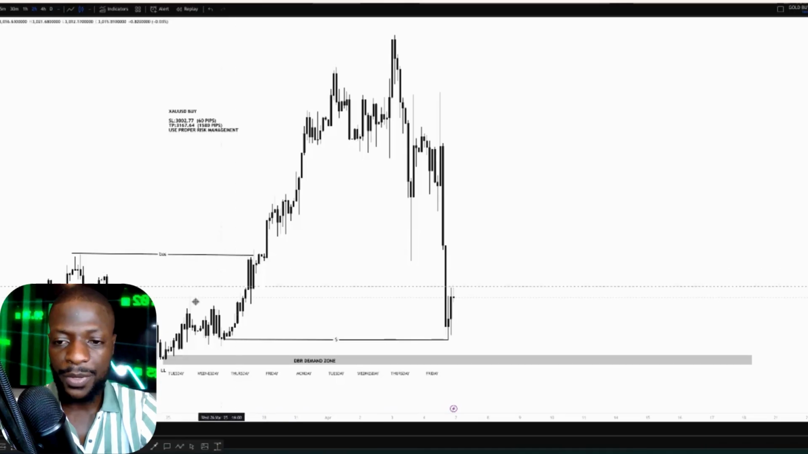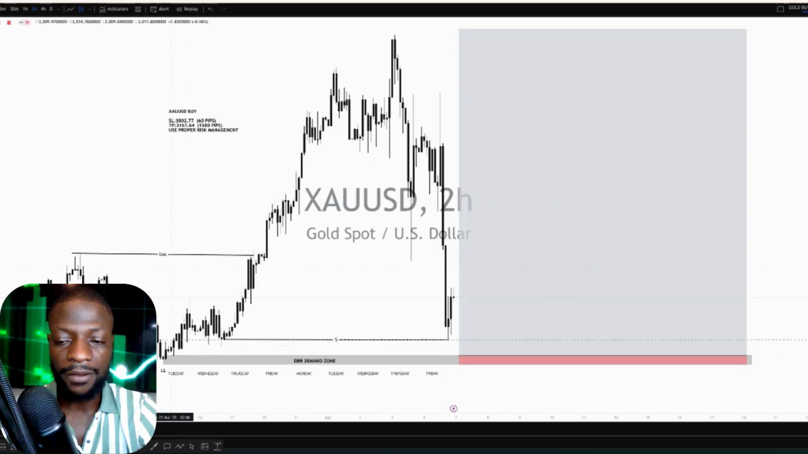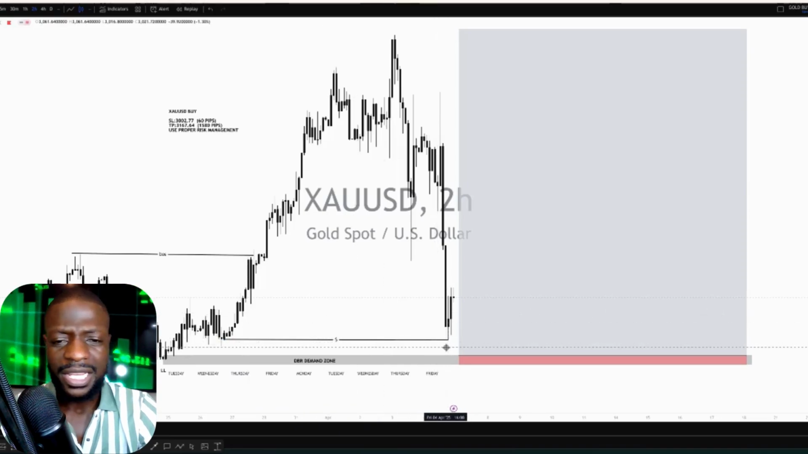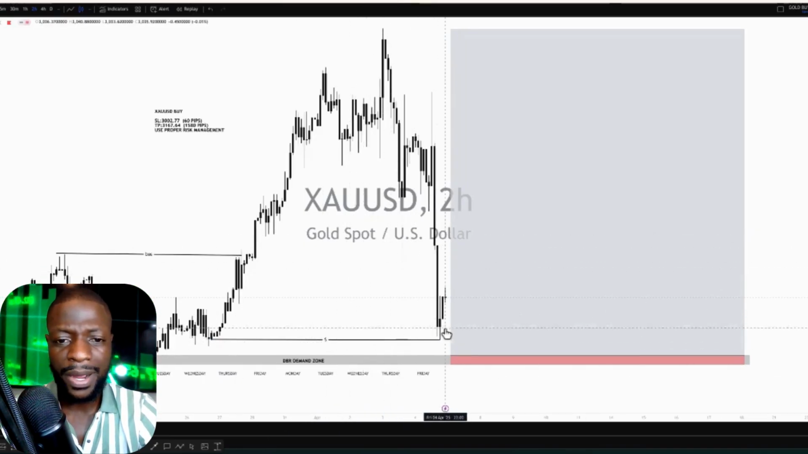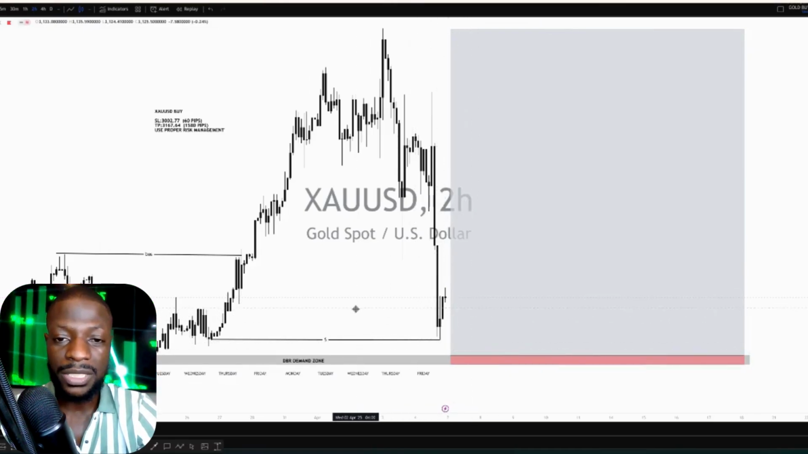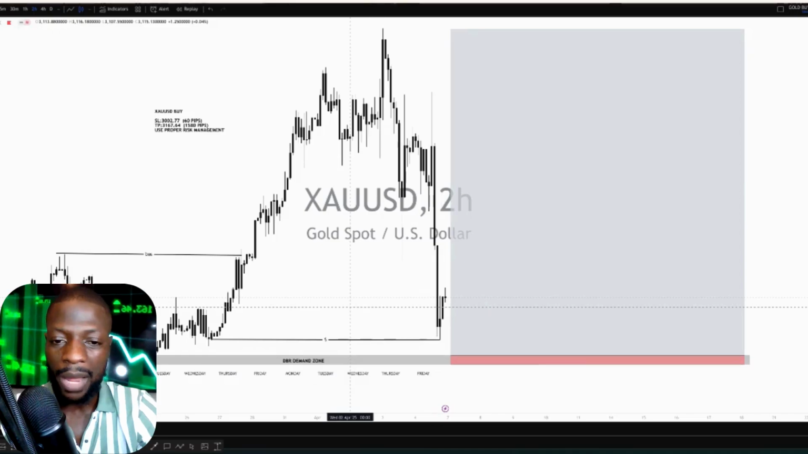So let's recap. You can see that we have a nice drop-based rally. We also have a break of structure to the upside. We have liquidity. Simply, what we're waiting for is just for the market to pull back into our zone right here. And once we have a pullback into our area, we're going to simply wait for our entry signals. And once we get that, we are able to execute.